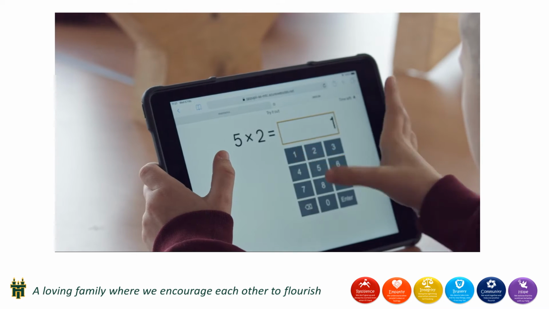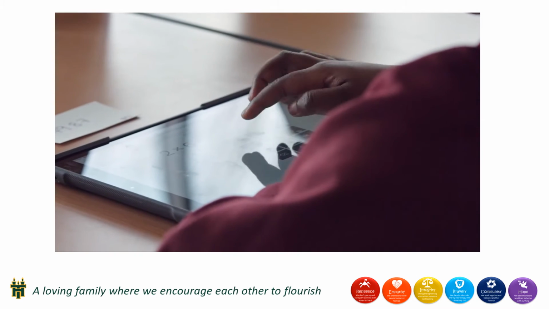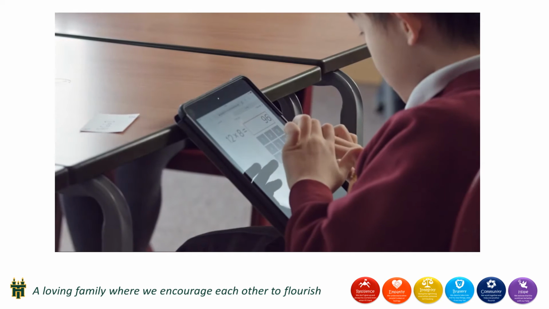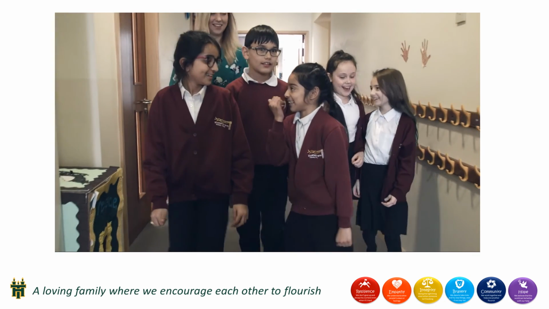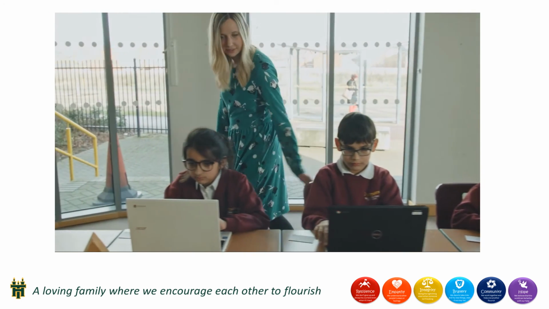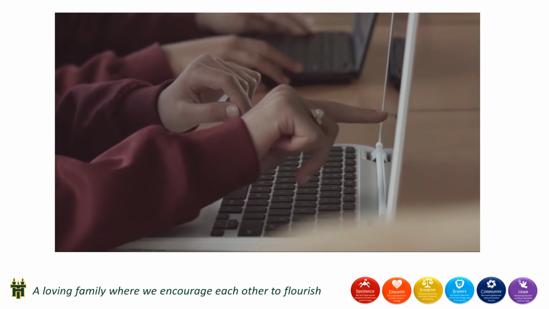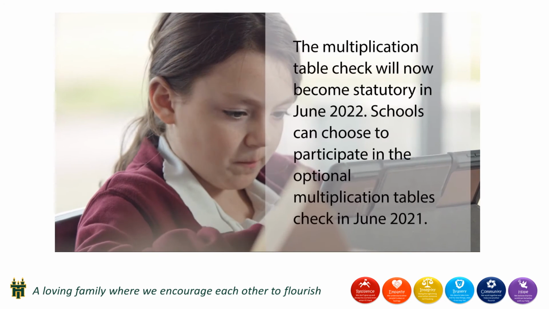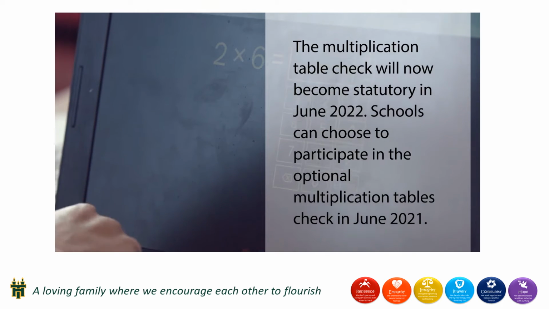The Multiplication Tables Check is the first digital statutory assessment designed for pupils in England. Announced by the Department for Education in 2016, the check is intended to support teachers in ensuring that all children know their times tables by the end of primary school. Schools across the country will be required to administer the check for the first time in June 2020.